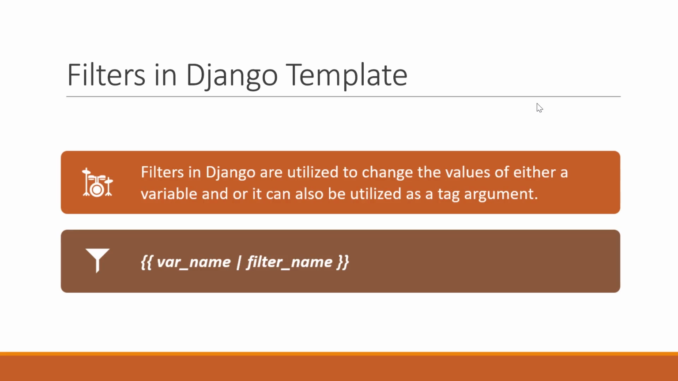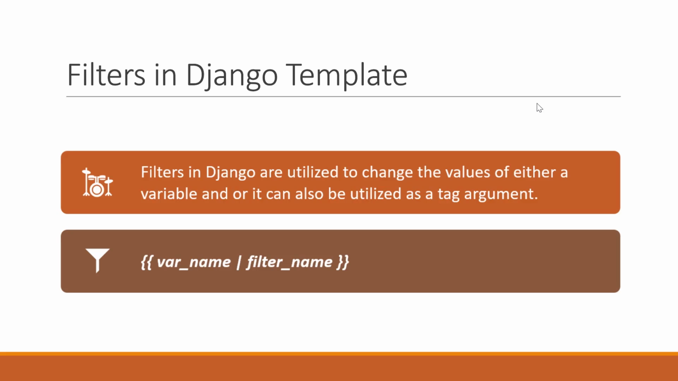So filters in Django are utilized to change the value of either a variable, or it can also be utilized as a tag argument. Now till now in this tutorial we have discussed some of the common Django template tags. On the other hand, filters are utilized to change the value of a variable or to perform some sort of operation on that value. Now to use that filter in Django template we use the following syntax.